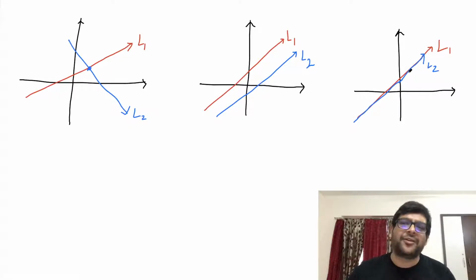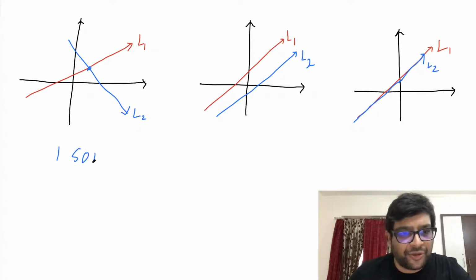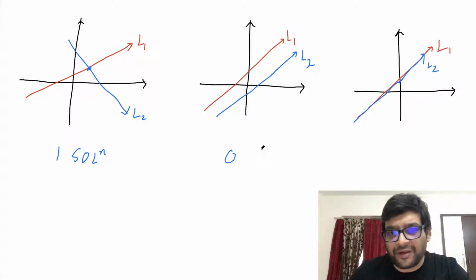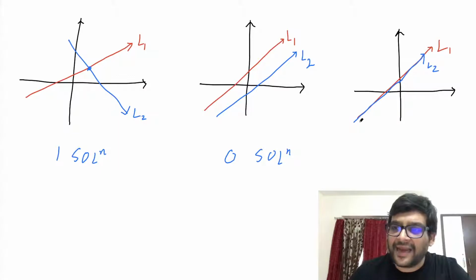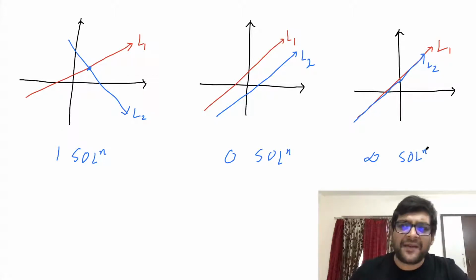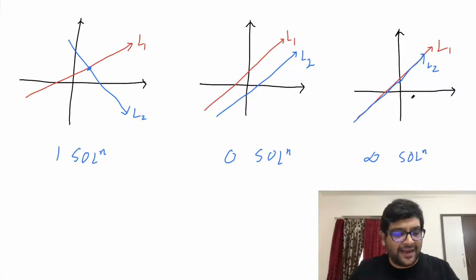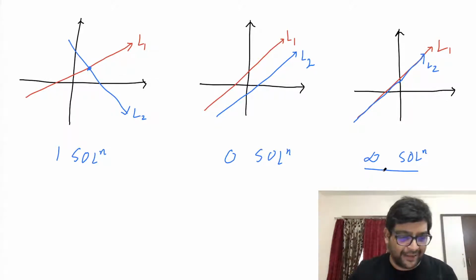So if you have got the same line over and over again, that is a problem, because in the first case, you have got one solution. In the second case, you have got parallel lines, so you have got 0 solutions. And in the third case, you have one line over the other line, so you have got infinite solutions, because any value which satisfies L1 will automatically satisfy L2. That's why you will get infinite solutions in this particular case.